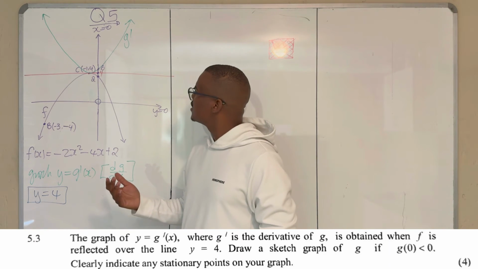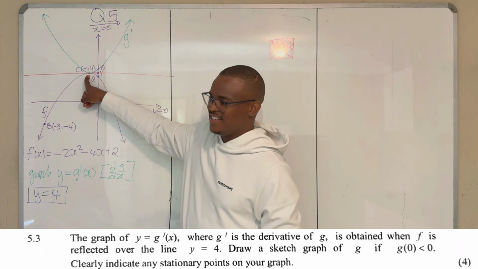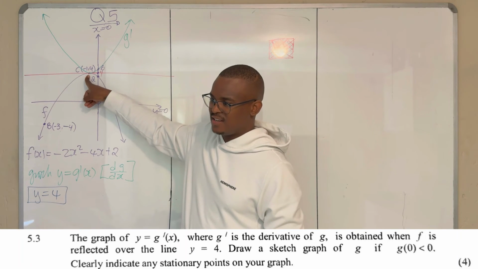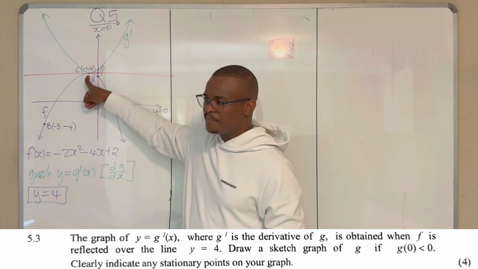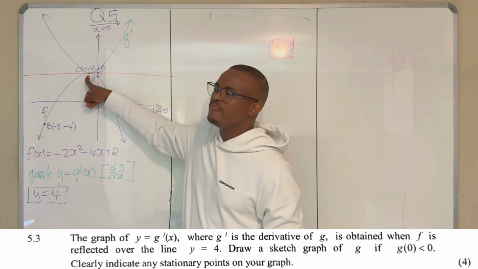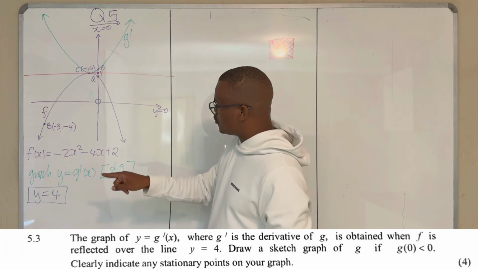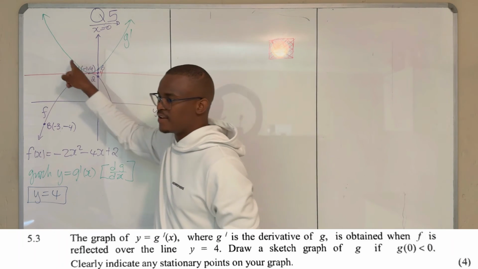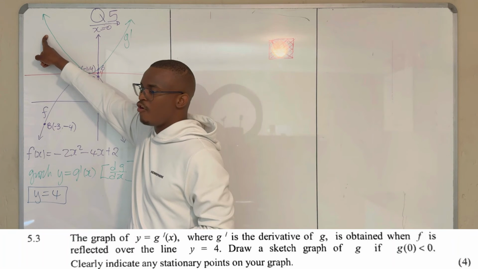The function is increasing. Even here, the turning point is still positive. So this function is always increasing. If it's always increasing, it doesn't have turning points. It doesn't have maximums and minimums. Because if you look at it, this gradient function is positive, right? Yes. It has the positive shape of a parabola.